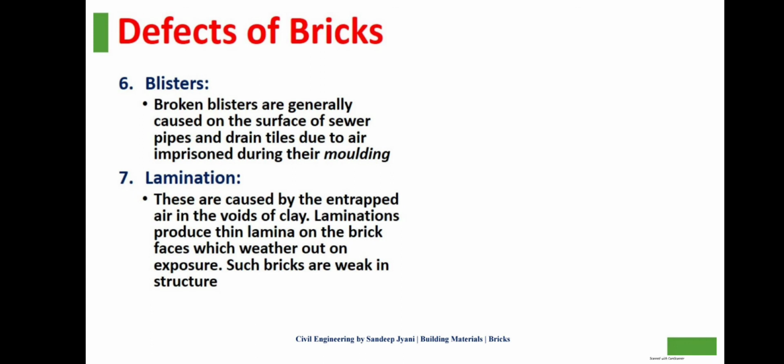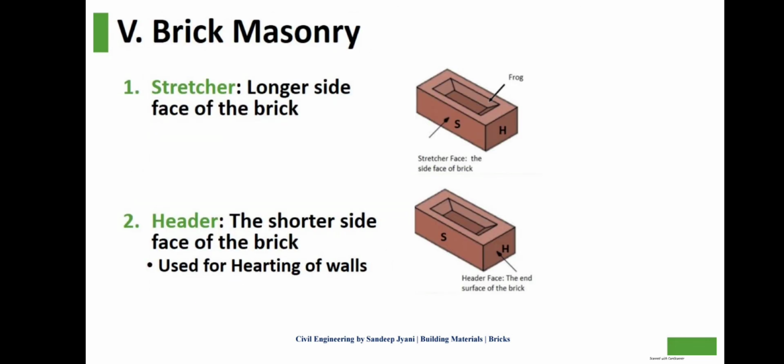Blisters. Broken blisters are generally caused on the surface of sewer pipes and drain tiles due to air impression during their molding. Lamination. It is caused by the trapped air in voids of clay. Lamination produces laminae on the brick faces, which weather out on exposure. Such bricks are weak in structure.